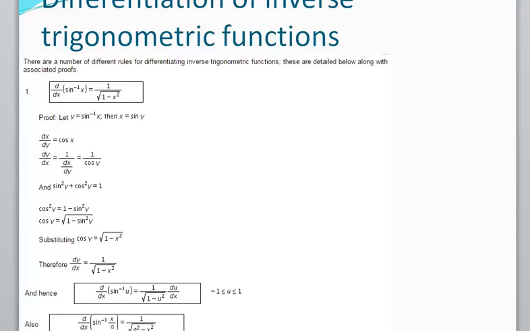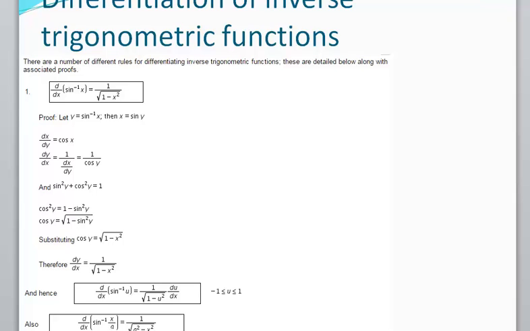For our proof we're saying y is equal to inverse sine of x. So x is equal to sine of y. Here we can differentiate x with respect to y, which is equal to cosine of y. So dy on dx is 1 divided by dx on dy. We're inverting this, so it is 1 over cosine of y.